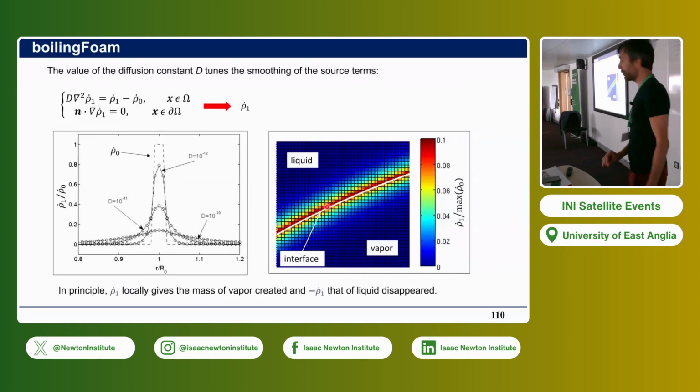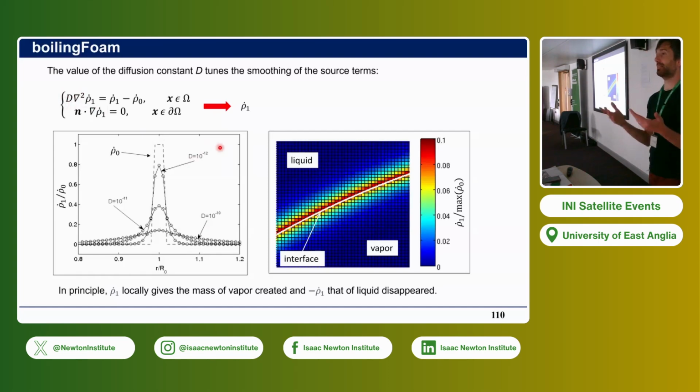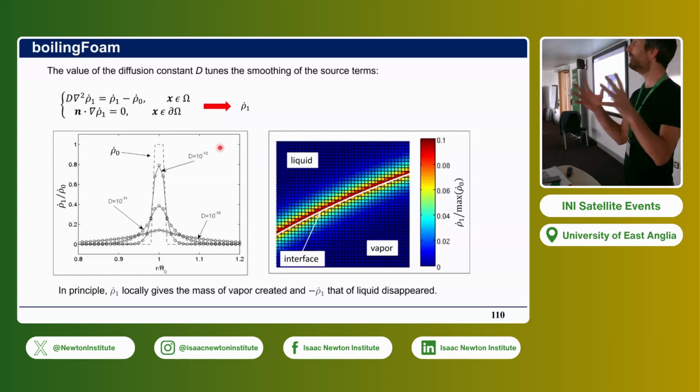So the colors are coding the value of the source divided by the maximum source you had without smoothing. So 0.1 means that the source is now 10% lower than before. But it's now distributed over a number of cells across the interface. And you can tune the rate of diffusion by changing the D, the diffusion constant that enters in the problem. But the diffusion constant does not impact the global rate of evaporation, only locally it will change it and make it smoother.